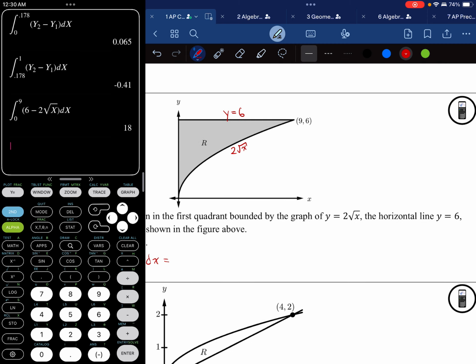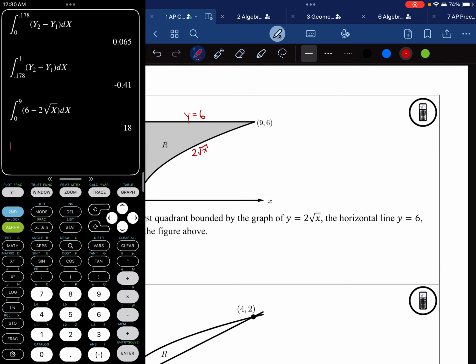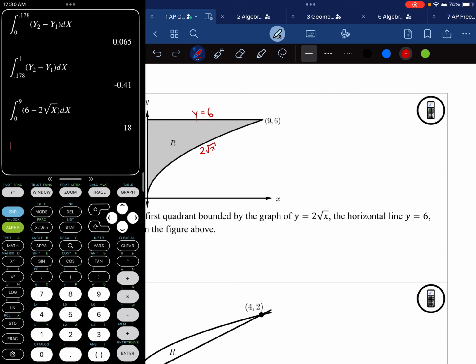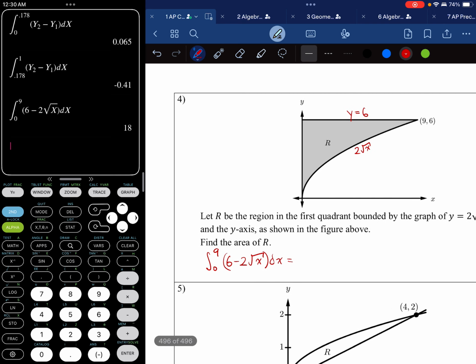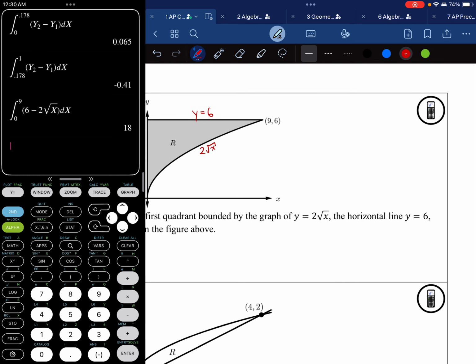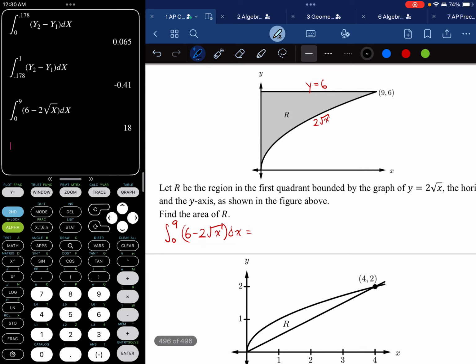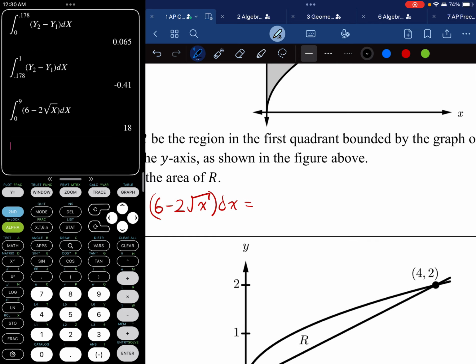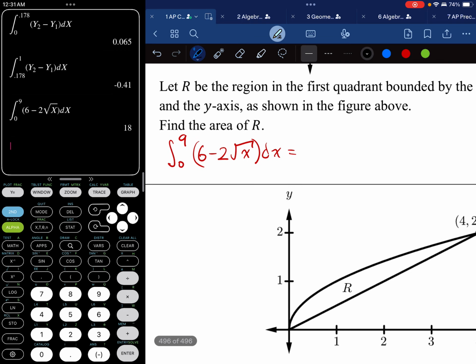This is really with a calculator? That feels weird. That was too easy, and this can be done without a calculator. I'm changing this. In future years, this is going to be no calculator. So how would you do this without a calculator? Yes, the answer is 18, but you would do it this way.